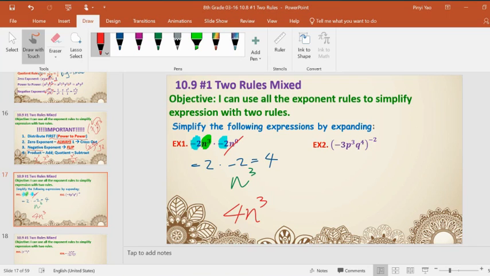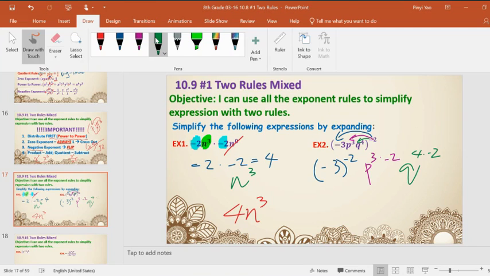First, we are looking for power to power. And I do see an exponent on the outside, so the first thing I'm going to do is distribute that -2. Make sure you distribute it onto every single thing. So -2 is on the -3, it's on the p, and it's on the q. -3 to the -2 power, p to the 3 times -2, and then q to the 4 times -2.